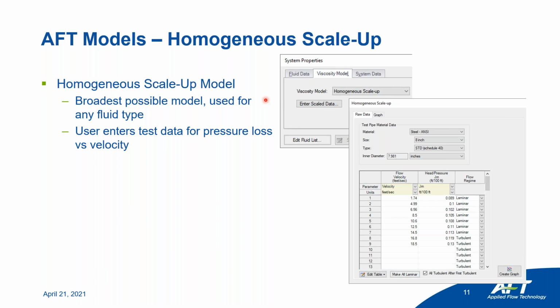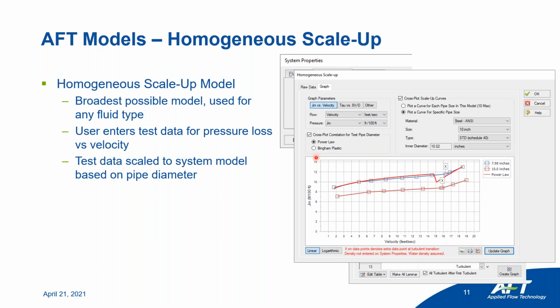And here, the user is going to enter test data for pressure loss versus velocity. So this you would obtain by flowing your fluid through a pipe of a known diameter, and you'd measure your velocity value, and you'd measure your head loss value. And this model isn't so much a numerical equation that you can use to describe the fluid flowing in any pipe or any system.